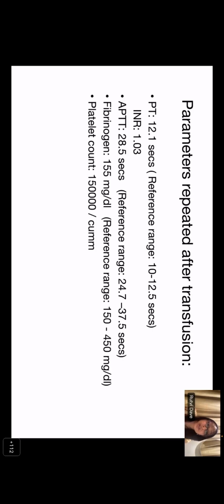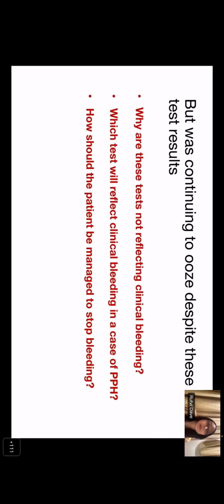After all this transfusion, the parameters were repeated. PT is 12.1 seconds, which is within the reference range, with an INR of 1.03. The APTT is normal. Fibrinogen is 155 milligram per deciliter, and the platelet count is 1,50,000. So all the parameters look within the reference range, but she continues to ooze despite these test results. Why do you think the test results are not reflecting clinical bleeding? Which test will help reflect clinical bleeding in a case of PPH, and how will you manage the patient to stop bleeding?